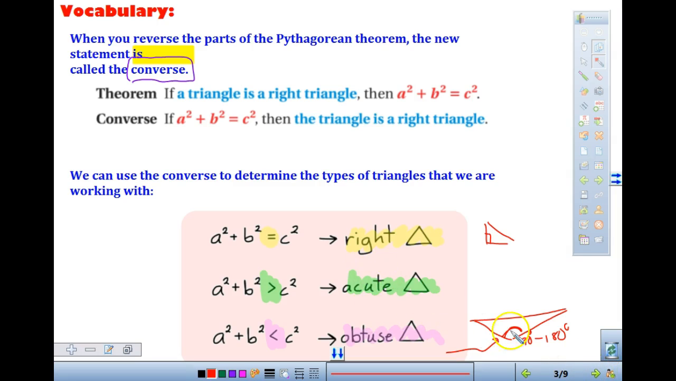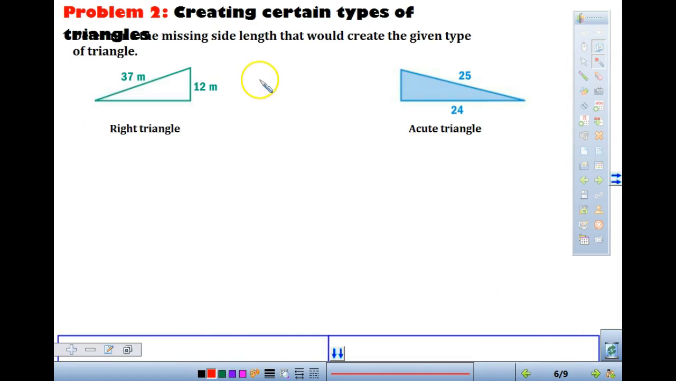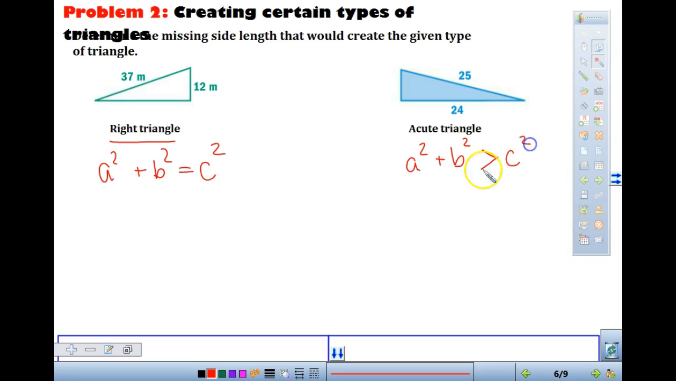So that's what we're going to look at as we do this. This last one says, okay, find the missing side if it's a right triangle. Well, the right triangle is when we put what? A squared plus b squared, and it is equal to the square of the hypotenuse, c squared. When it's an acute triangle, Hunter, we're putting down the a squared plus the b squared, and this is when this is less than c squared.